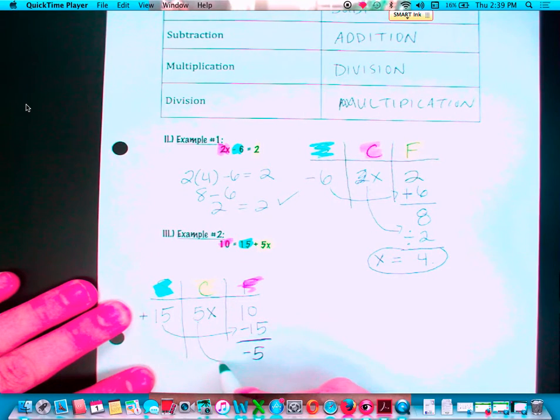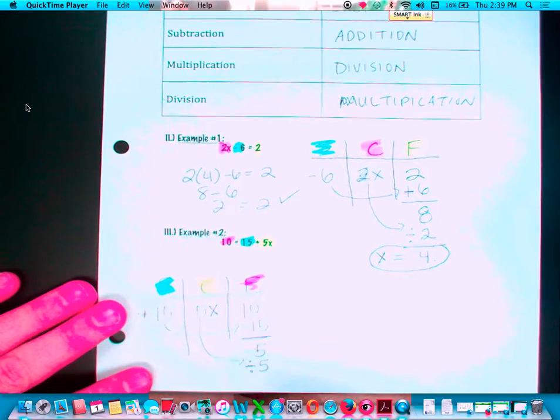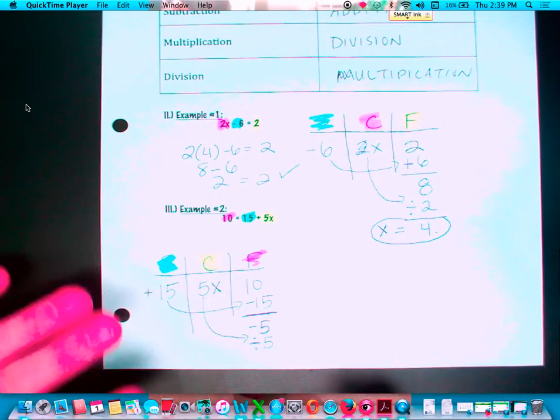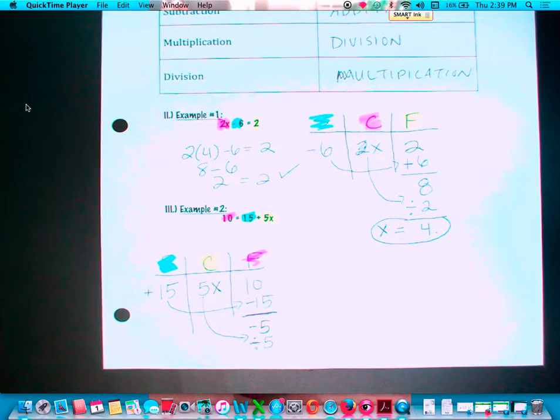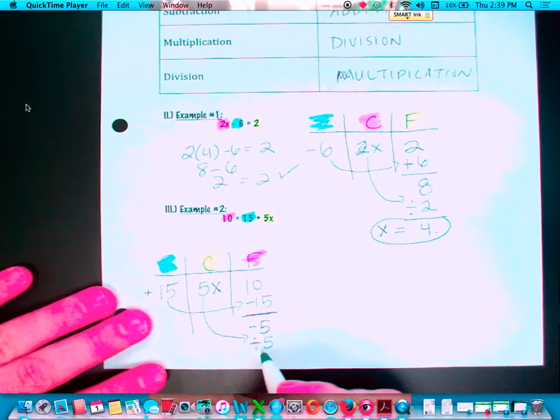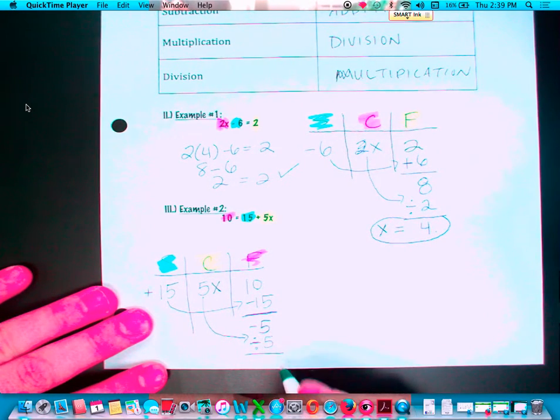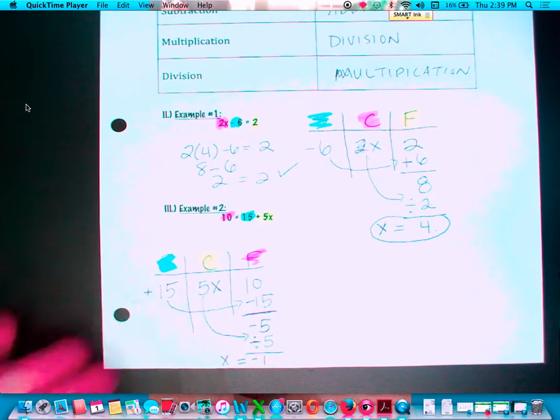Is division. So that 5 comes over, not the x, but just the 5, because I get rid of it, because that 5 is being multiplied by the x. So to undo the multiplication there, you have to divide. So the 5 comes over. Negative 5 divided by 5 is negative 1. So my x equals negative 1. Okay? My answer is negative 1.